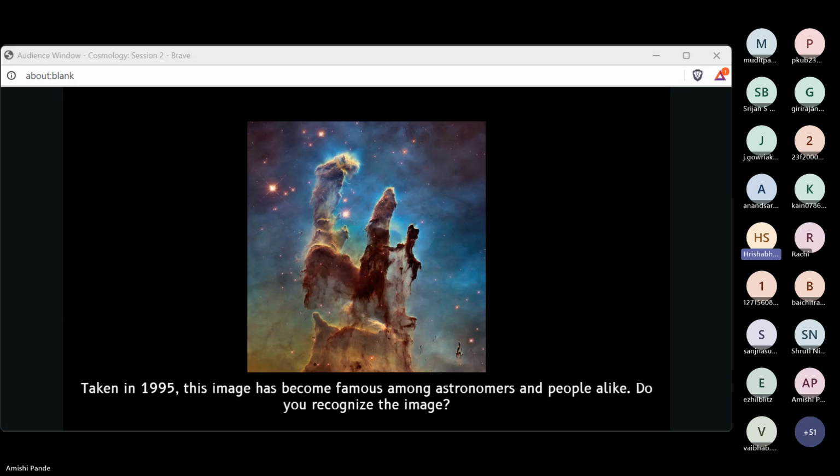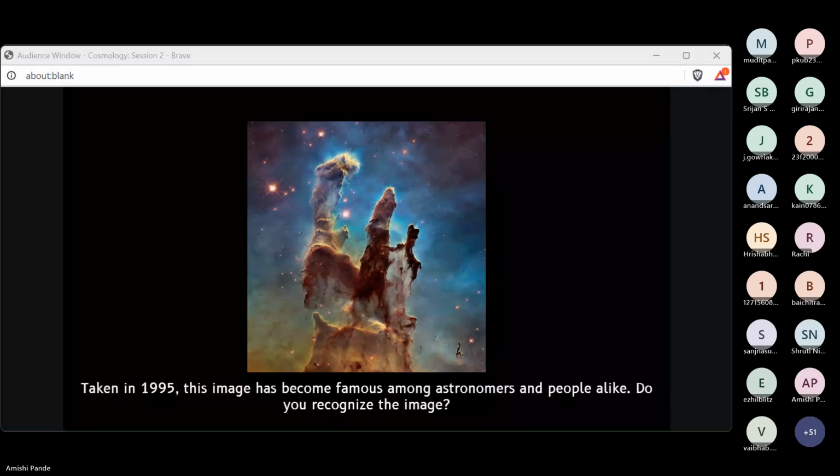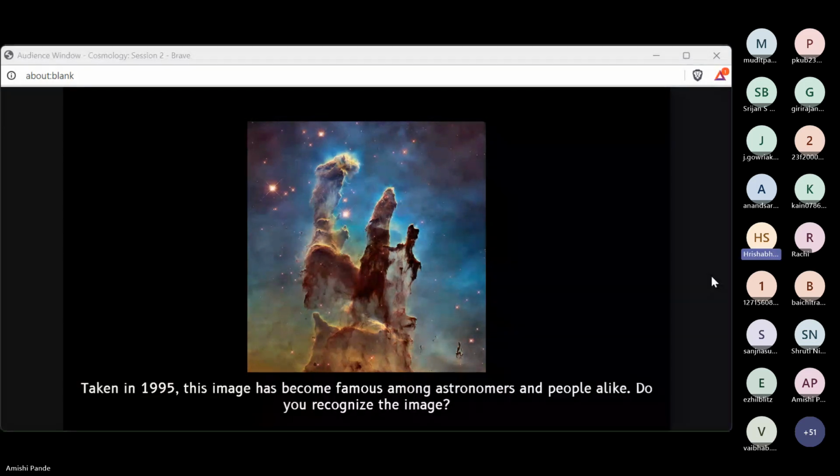Now, we are going to study the expansion of the universe, but before that, we have a picture on your screen, and I would like you guys to tell me what it is. Okay, I've just started getting some answers. Yes, they are known as the Pillars of Creation. Yeah, it is in the Eagle Nebula. But then why are we even discussing the Pillars of Creation?